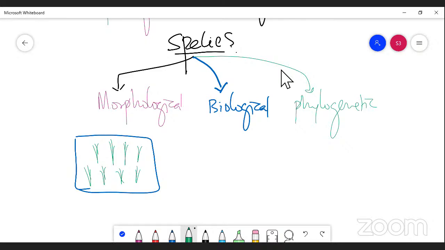Whereas biological species are a group of individuals that may interbreed naturally, in nature, but they are isolated from one another. So that is called biological species, right?